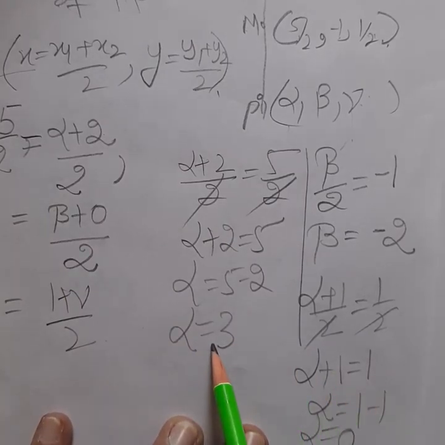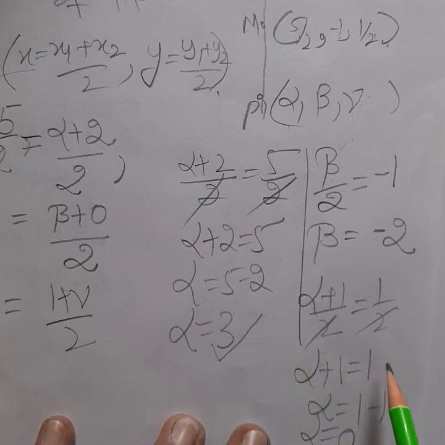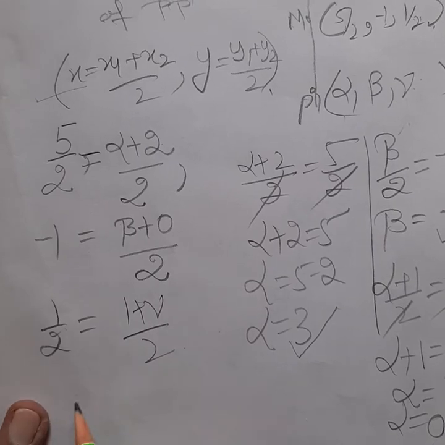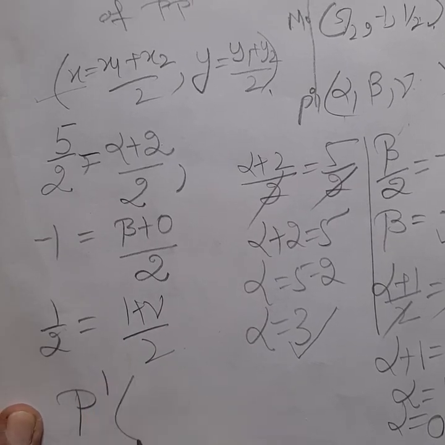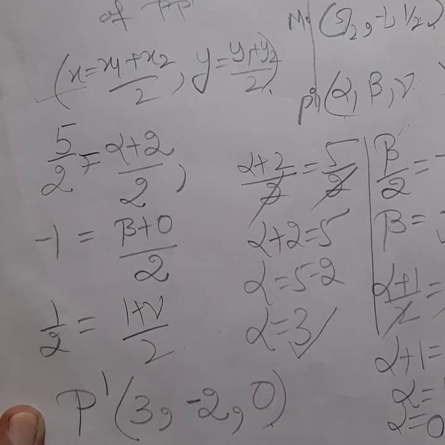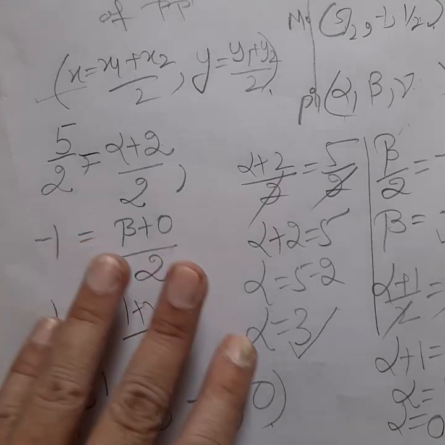So now we have the 3 points, 3, minus 2 and 0, and we get the point P dash, that is equal to (3, minus 2, 0). So students, this is the image of the point P. Now I describe you again.